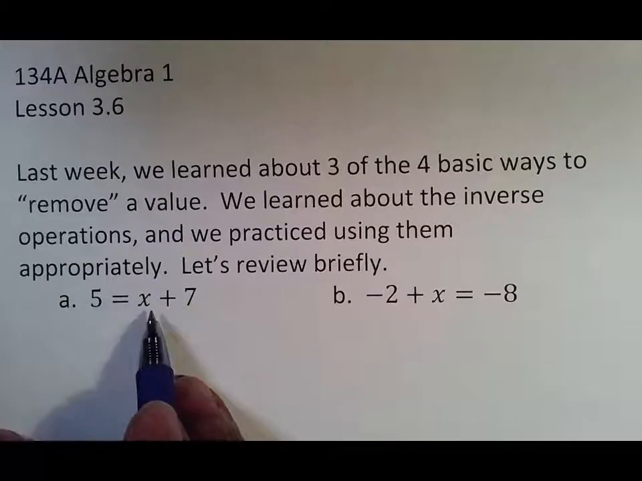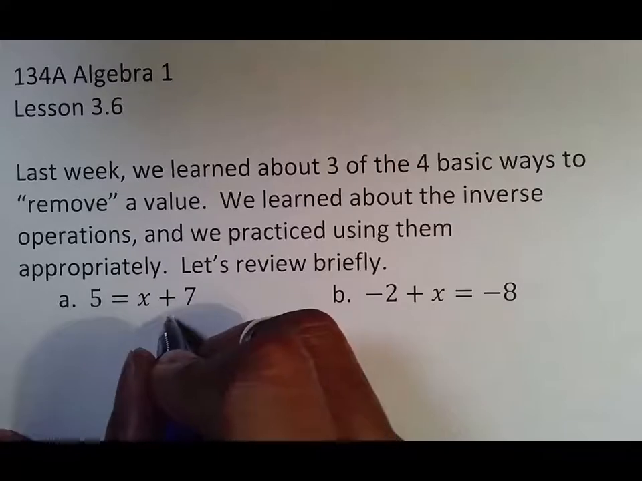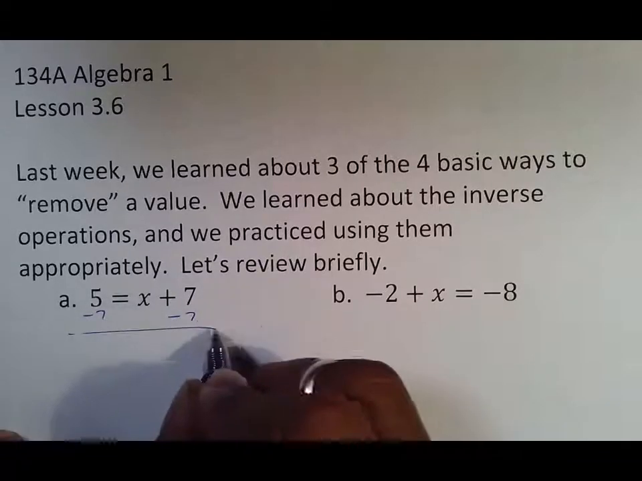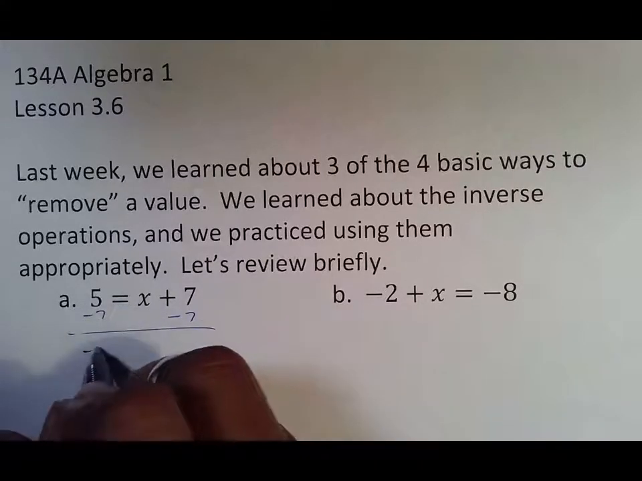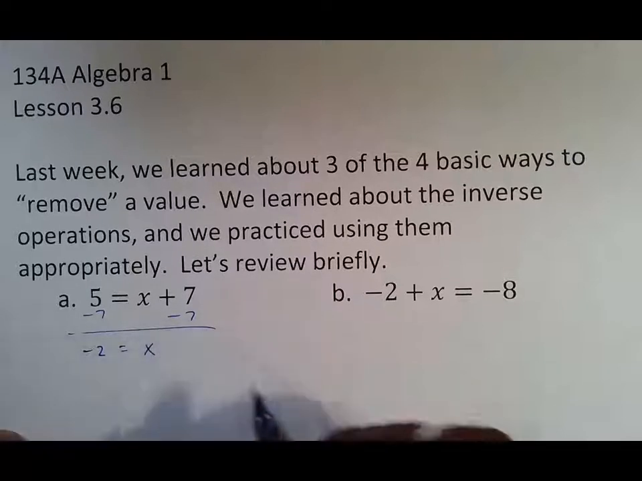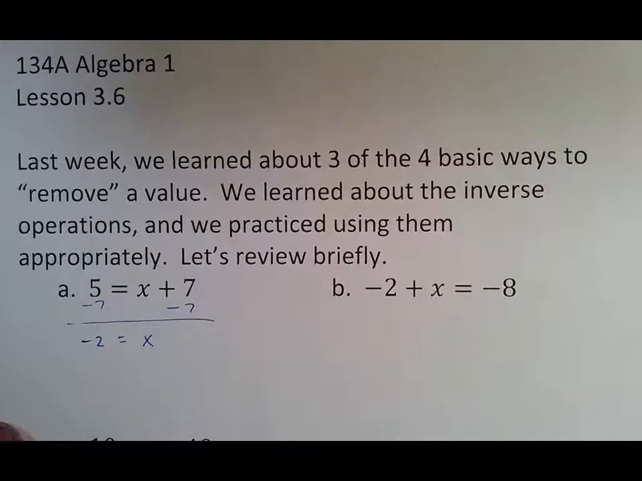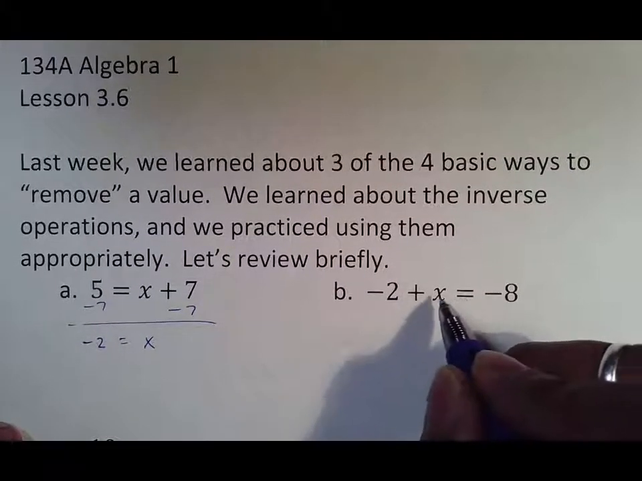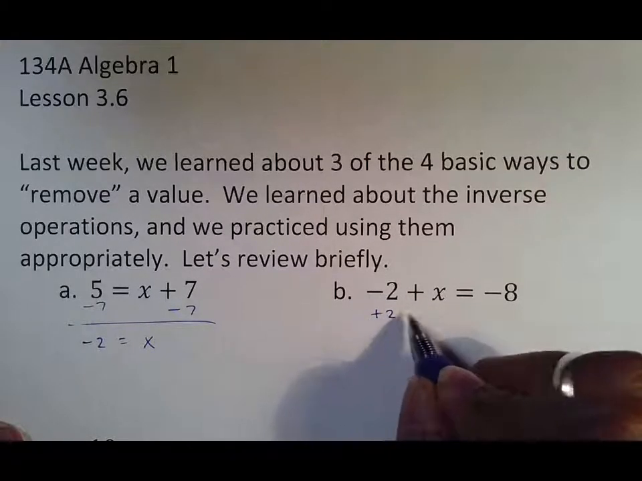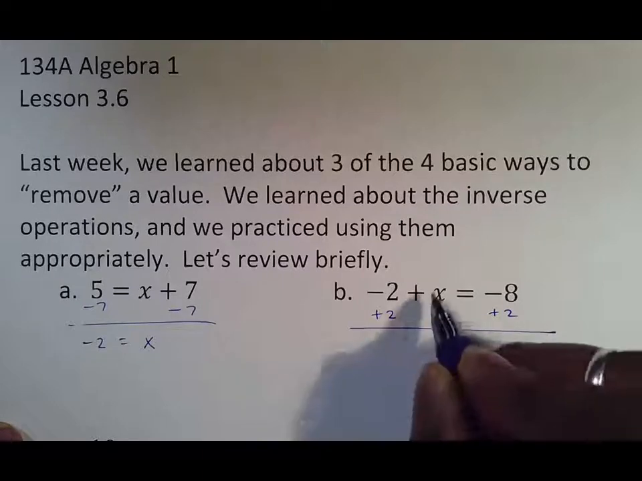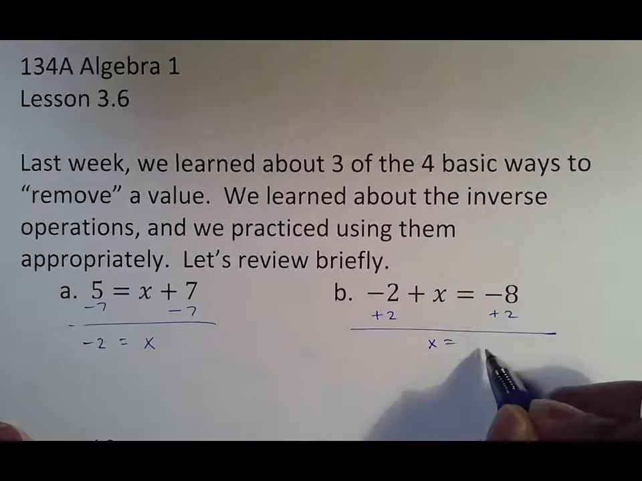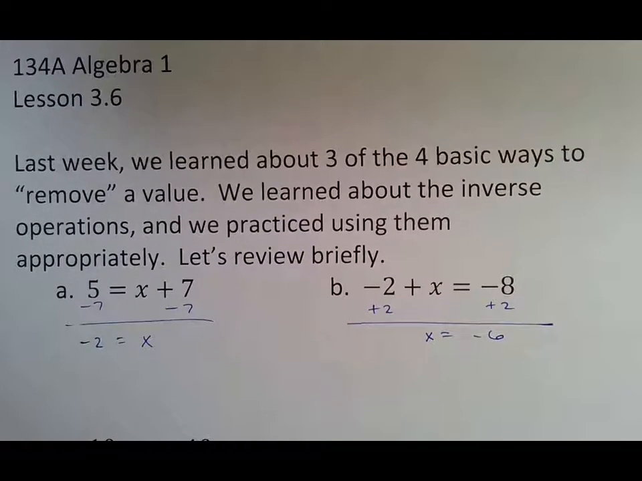So 5 equals x plus 7. We were taught to identify where x is and move whatever is attached to it, which is a 7, by using its opposite operation. 5 minus 7 is actually negative 2. Bring down your equals, bring down your x. Over here, x is here with negative 2. So if we want to get rid of this negative 2, we need to add 2 to both sides, bringing down x, and then negative 8 plus 2 would be negative 6.